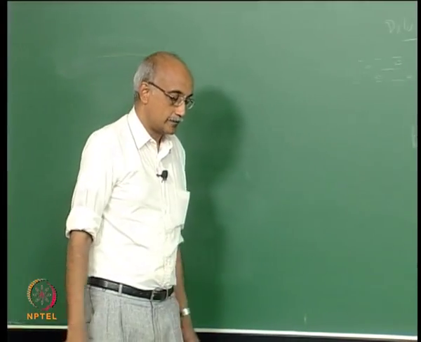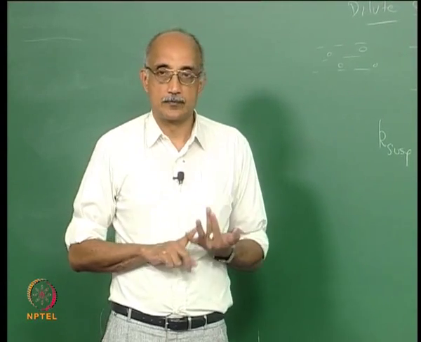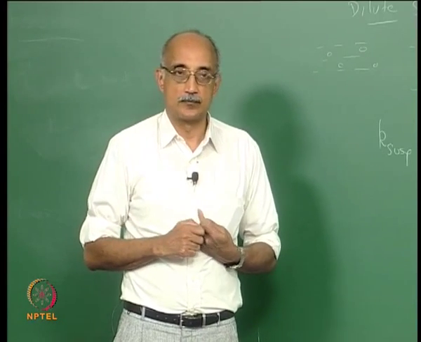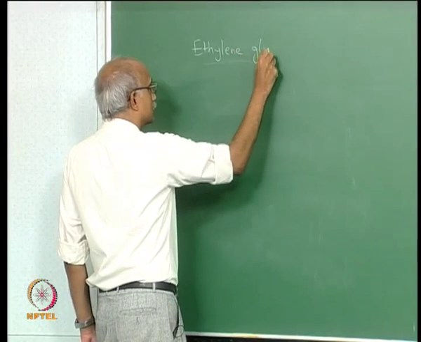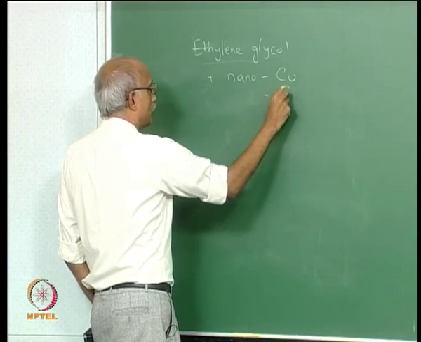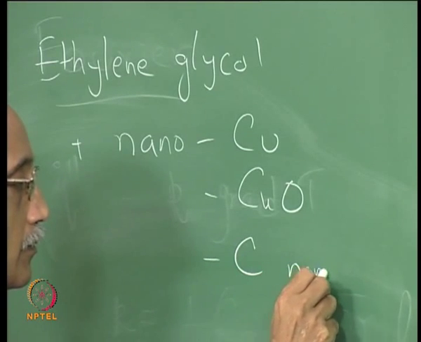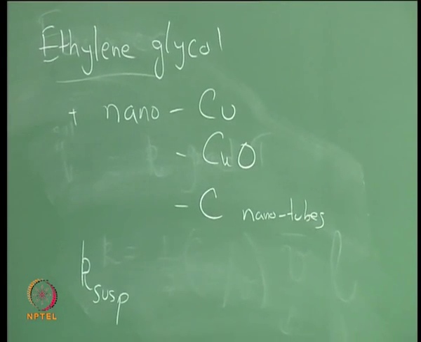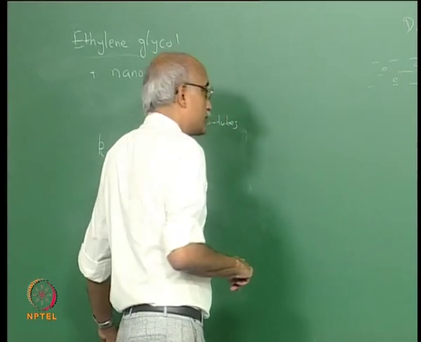So some experiments were done to take metal particles, metal oxide nanoparticles, as well as nanotubes, and mix them in with a liquid and monitor the thermal conductivity of the liquid as a function of volume fraction. So this experiment was done with ethylene glycol, in which we mixed in nano copper, nano copper oxide, and carbon nanotubes. And the experiment was essentially to look at the thermal conductivity of the suspension as a function of the volume fraction of these materials.